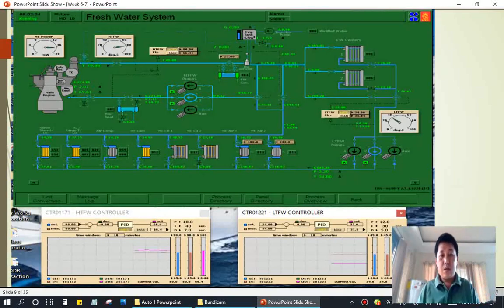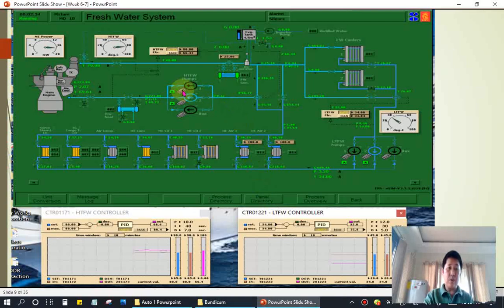So let us come here in the illustration sample. One application of the PID controller is the onboard ship cooling system of the main engine and the auxiliary engine, as well as the cooling system of the auxiliaries. So here we have a high temperature press water controller and a low temperature press water controller.